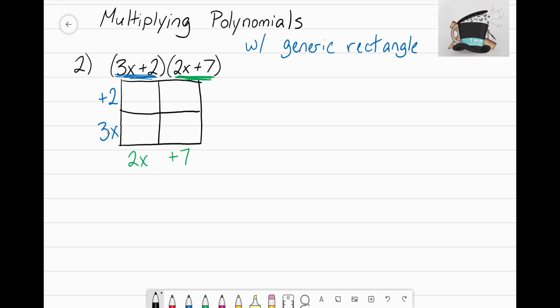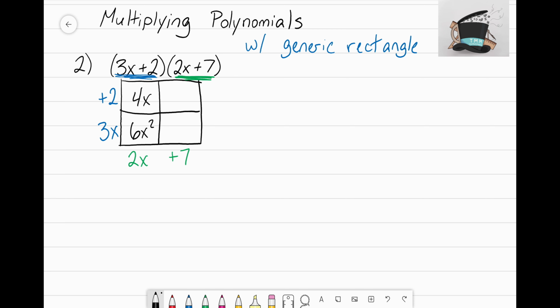What I usually do is I start with the numbers. So 3 times 2 gives me 6. And x times x, those are variables, x times x gives me x squared. So I have taken the two terms, the sides of my box here, and multiplied them. Let's do that same process on the top. I have 2 on the left side, times this side, which is still 2x. So 2 times 2x would give me 4x.